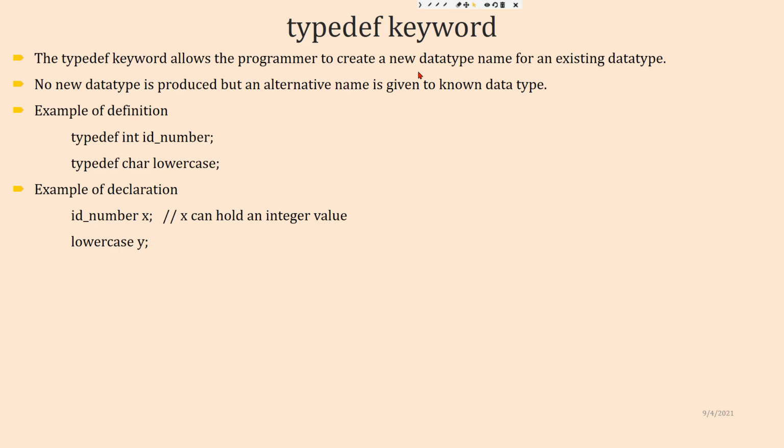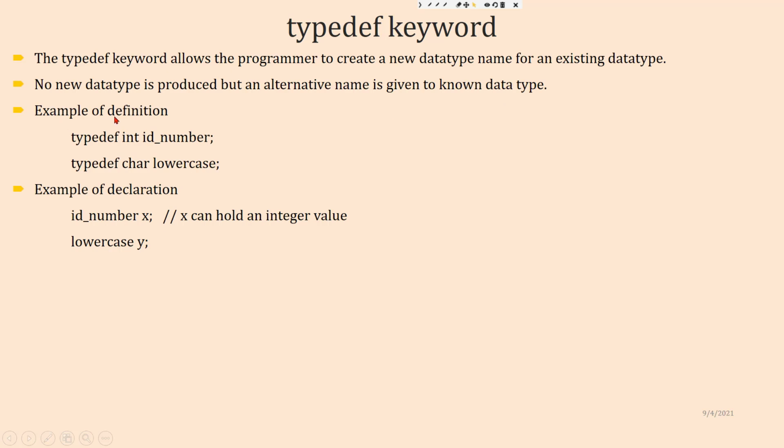So existing data type means, integer is an existing data type. You can give a new name. Float is an existing data type. You can give a new name. So no new data type is produced, but an alternative name is given to the known data type.